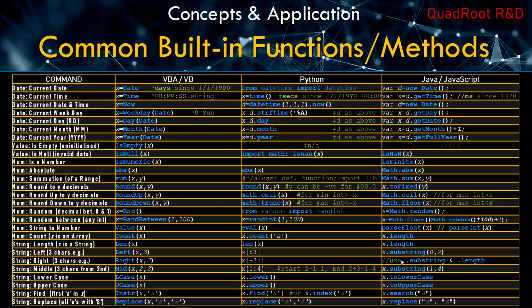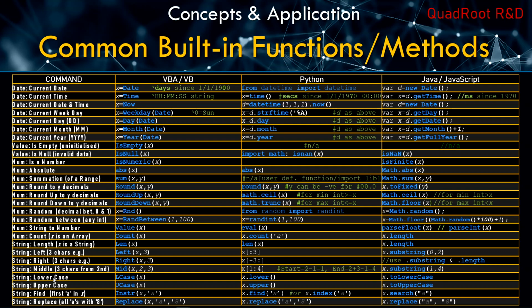In JavaScript, we use the substring method. So substring 0, 1, and 2. Again, it's an array method. If you want the right characters, we combine substring and length, and you have to use your brains to work out how you would do that. And for the middle characters, again, starting index and ending index.